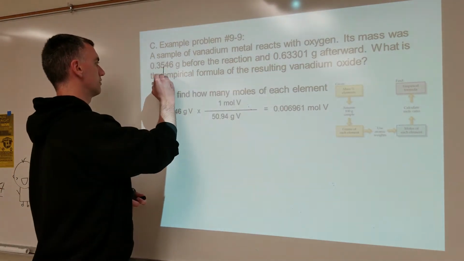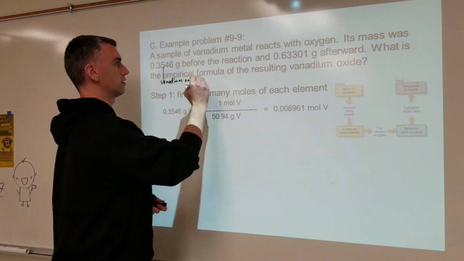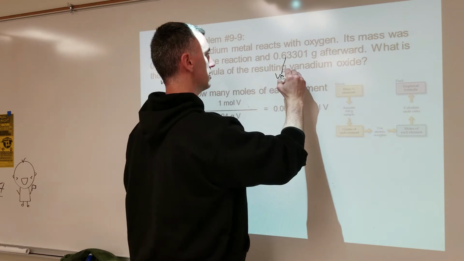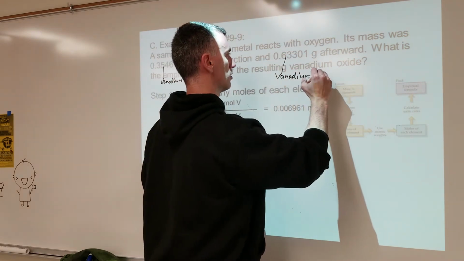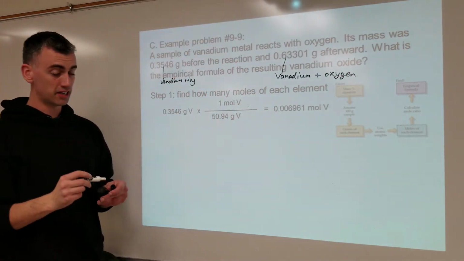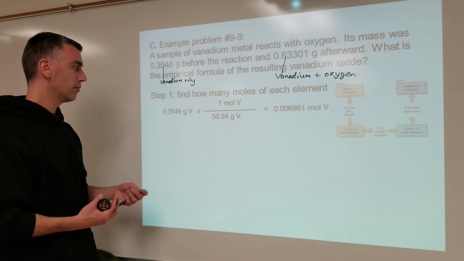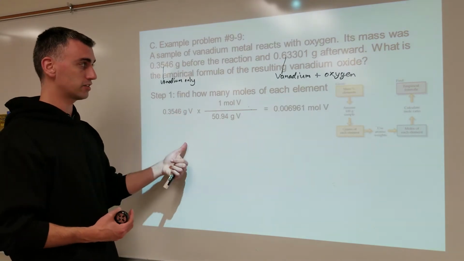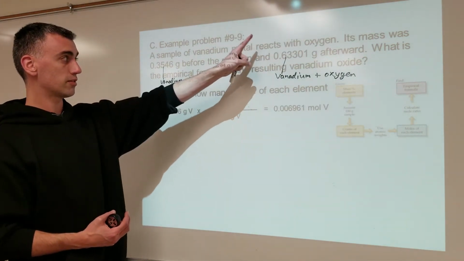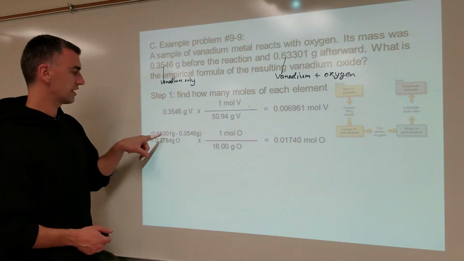So this is vanadium only. This is vanadium plus oxygen. So that's the combined mass. You've got to do some subtracting in order to figure out what the mass of oxygen is alone. Because we need to compare the mass of vanadium and oxygen, and that's not oxygen, that's oxygen plus vanadium. So that's what's going on here.